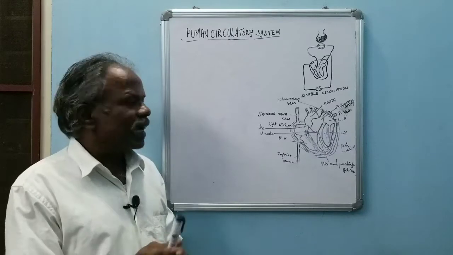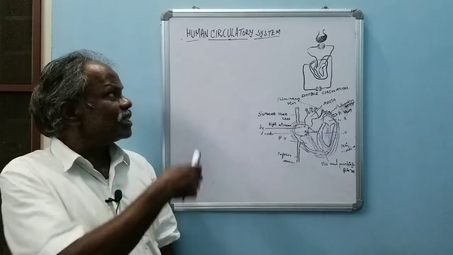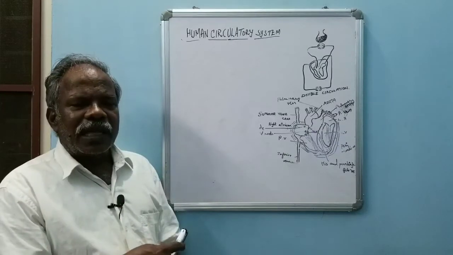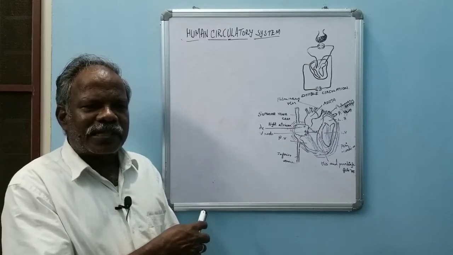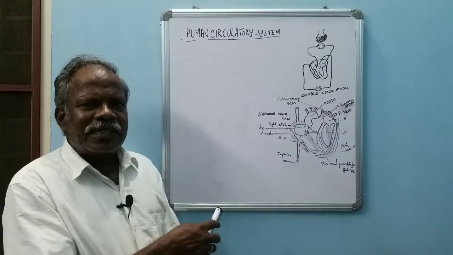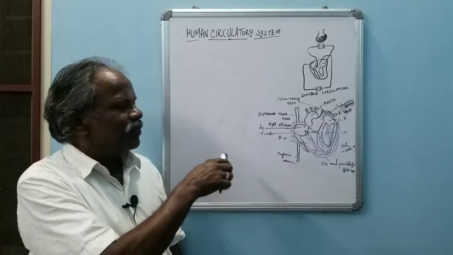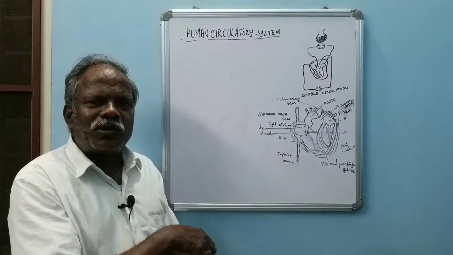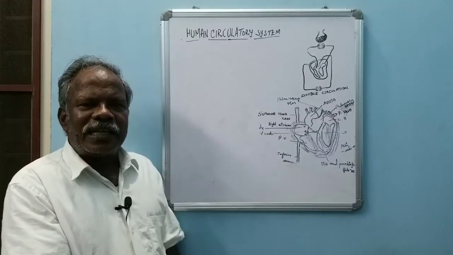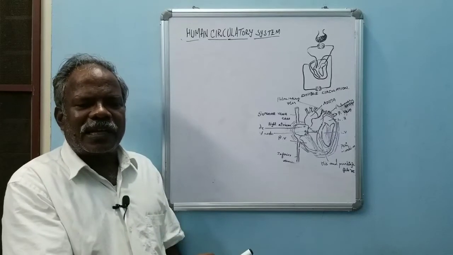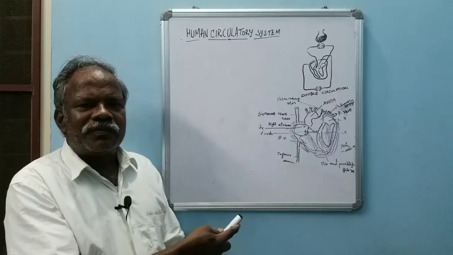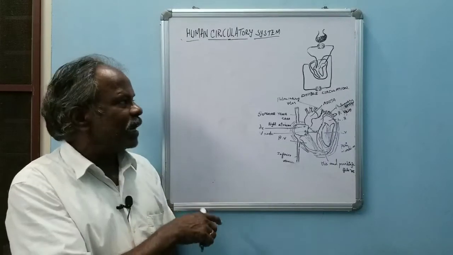The topic taken for discussion is the human circulatory system. As far as the human circulatory system is concerned, it is called double circulation. The pure blood from the heart is supplied to all parts of the body, and then it is deoxygenated and brought to the heart again through veins and pours into the right auricle.